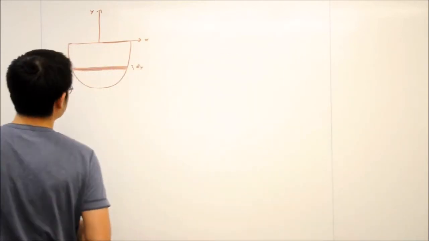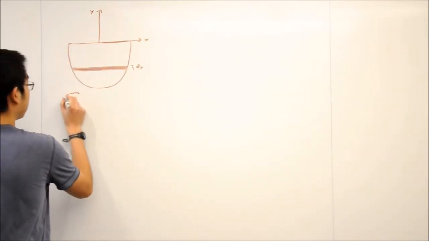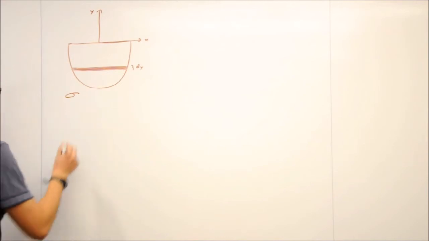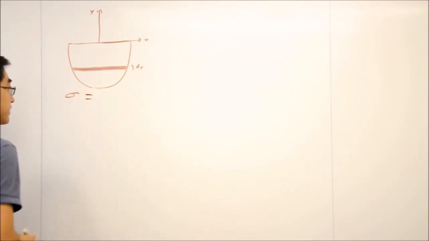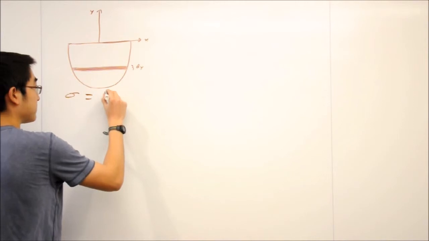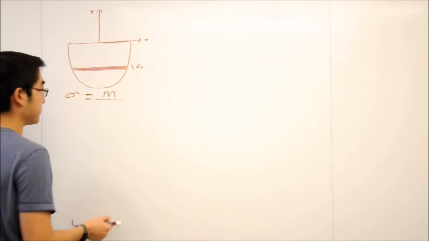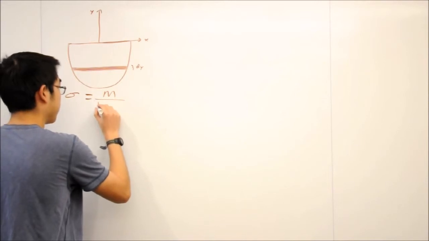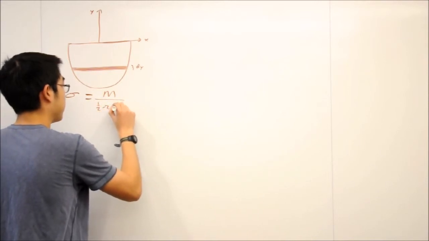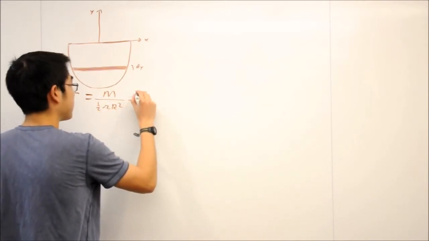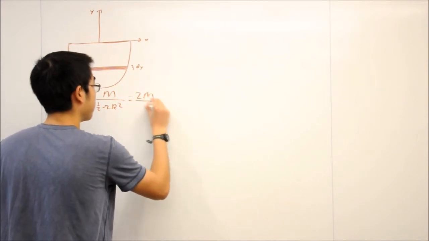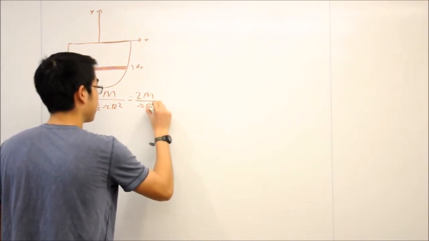To make this problem a little simpler, let us call the mass per unit area sigma. That's given by the total mass of the semicircle, which is big M, divided by the area of the semicircle, which is half pi big R squared. So that means that sigma is 2 times big M over pi times big R squared.